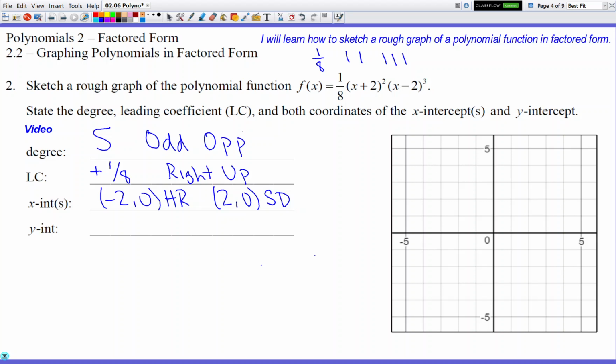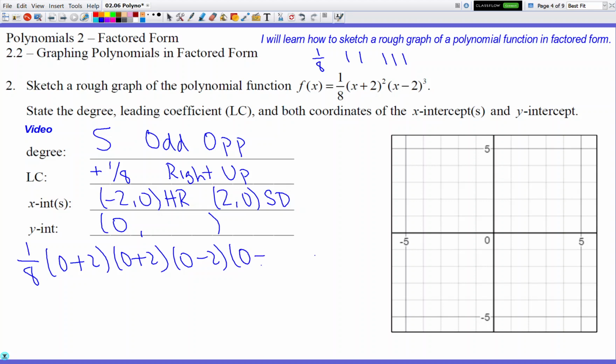Okay, so y-intercept, we're going to plug in a 0, right? So I can actually just write 0, comma already because I guarantee it's going to be a 0 in the x spot. So 1/8. And then we're going to have 0 plus 2. And I'm going to write that twice because it's squared. Then 0 minus 2. I'm going to write that 3 times because it's cubed. Might help if I write the 0 first.